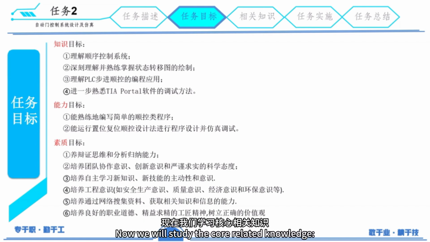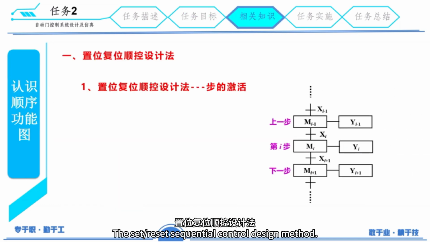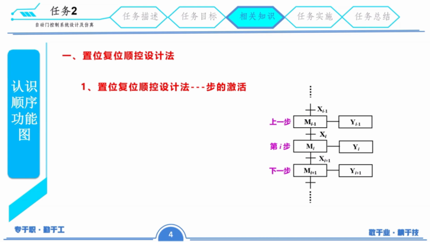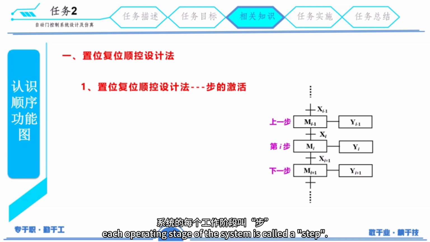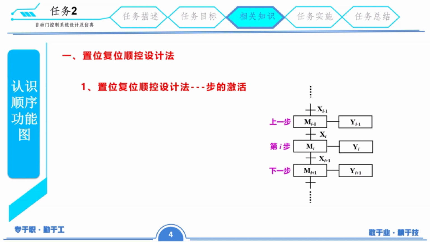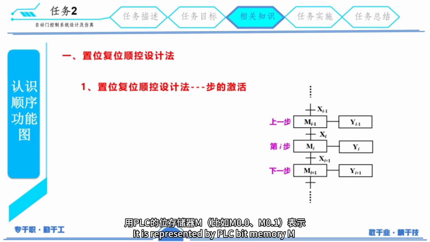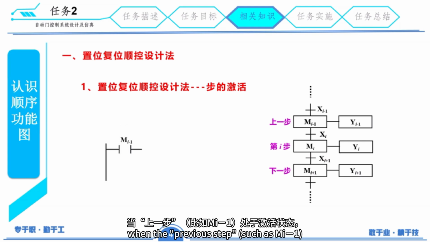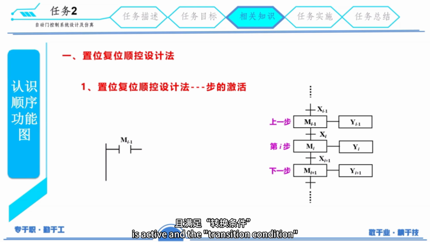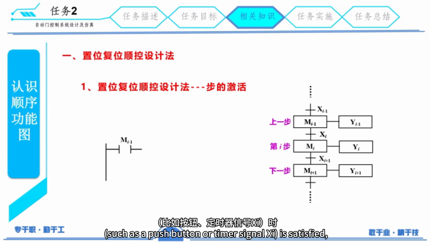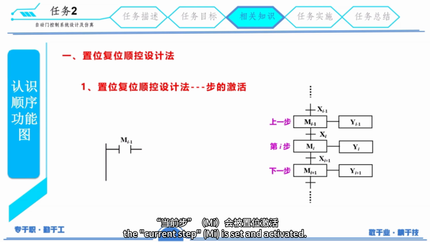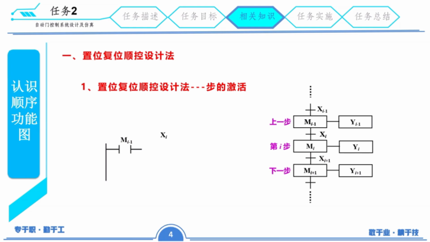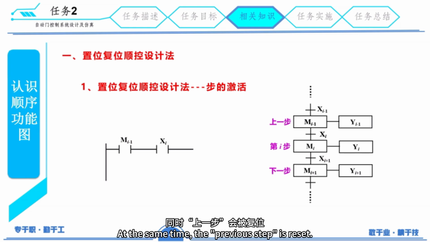Now we will study the core-related knowledge. The set or reset sequential control design method. First, let us look at step activation. Each operating stage of the system is called a step. It is represented by PLC bit memory M, such as M0.0, M0.1. The step activation logic is as follows: when the previous step, such as Mi-1, is active and the transition condition, such as a push button or timer signal SHI, is satisfied, the current step, Mi, is set and activated. At the same time, the previous step is reset.